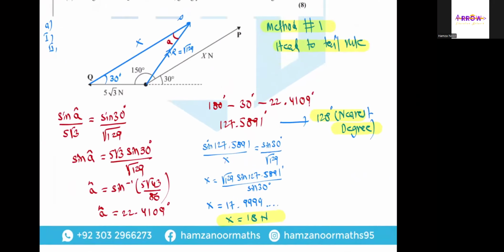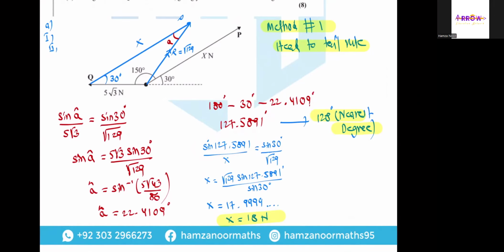After this, we are going to move to an alternative approach. In this method, we are discussing the head to tail rule over here. So now I can again use the sine rule. I can say that sine 127.5891 divided by x.